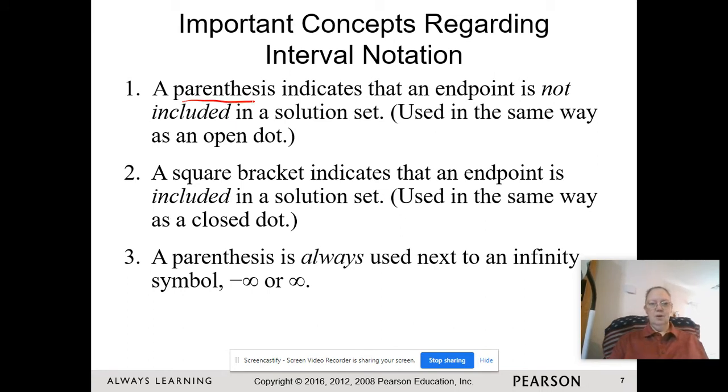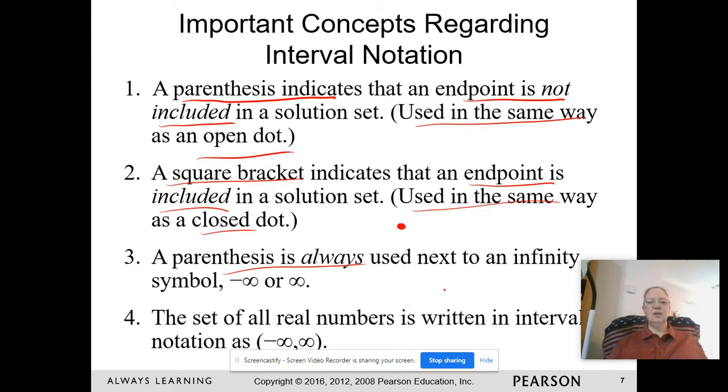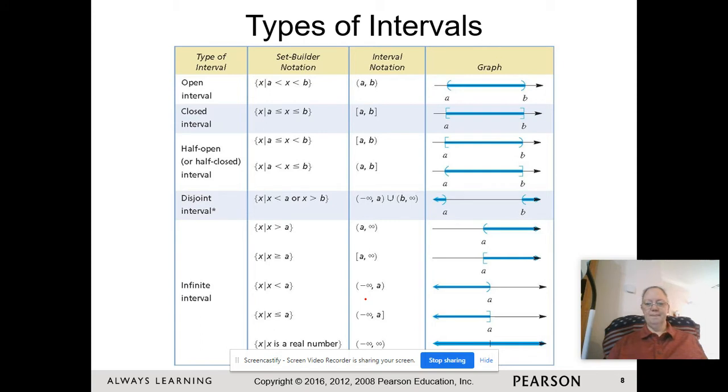Parentheses, if the endpoint is not included. So we use this in the same way we would use an open circle. A square bracket, endpoint is included, use it the same way as if we were using a closed circle. And we always use parentheses for infinity. If we want to talk about the set of all real numbers, we would use negative infinity to positive infinity. Just a refresher. You can take a look at that if you like.